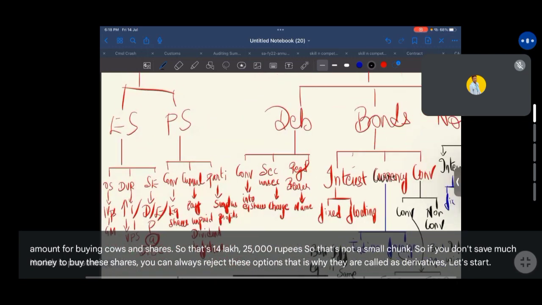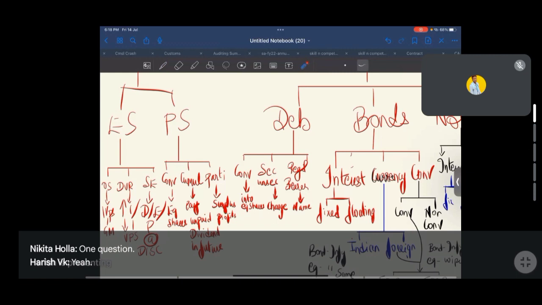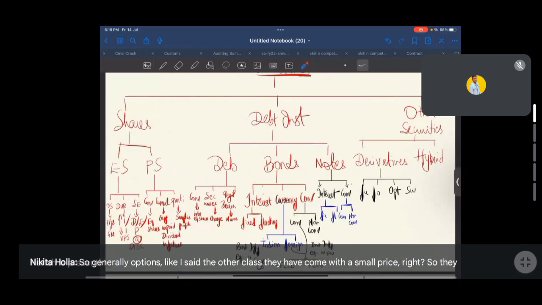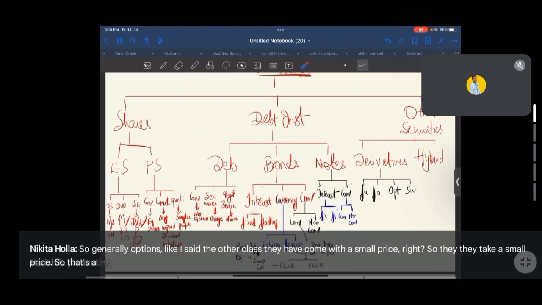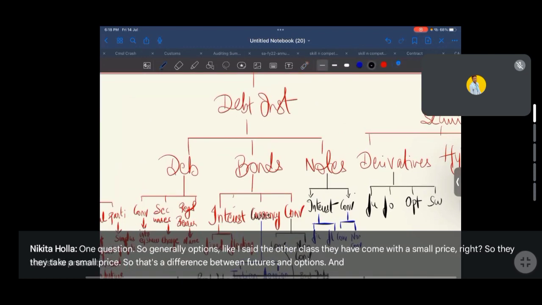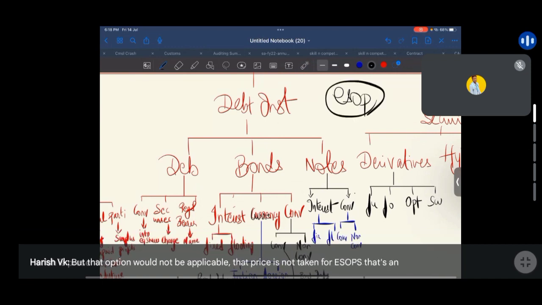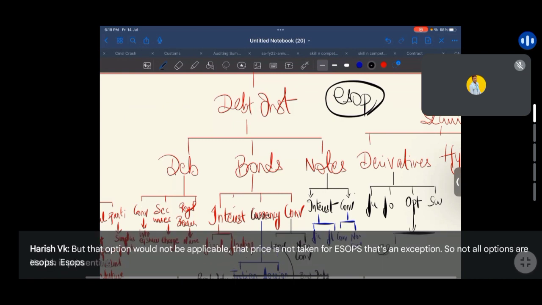Let me ask one question. So generally options, like you said in the other class, come with a small price, right? So they take a small price. So that's the difference between futures and options. But that price is not taken for ESOPs. That's an exception. So not all options are ESOPs. ESOPs are one type of option. There are other types of options also, which we'll discuss today.